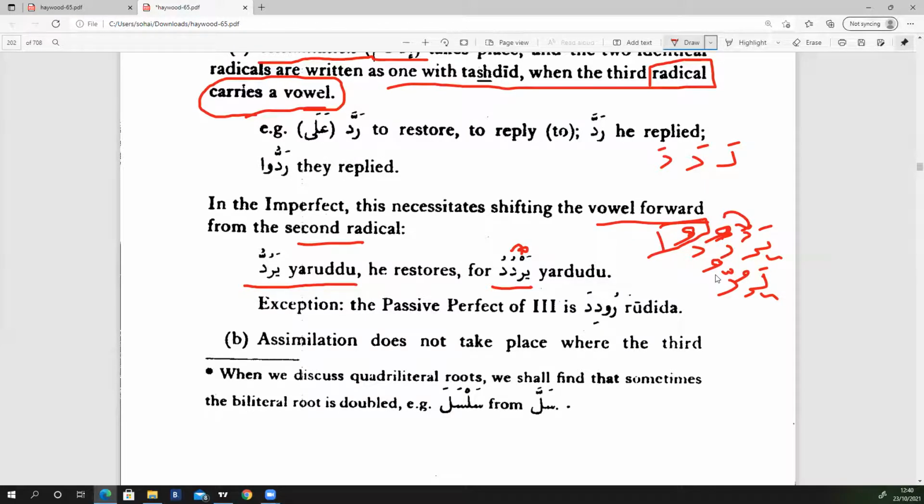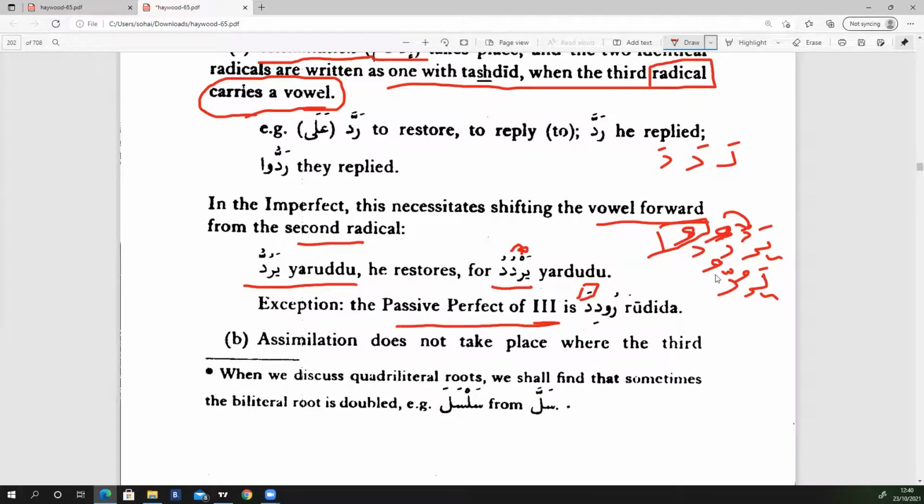So, exceptions. There's an exception. The passive perfect of form 3. So this is an exception to the rule, because even though this has a harakat at the end, we still use them separately.